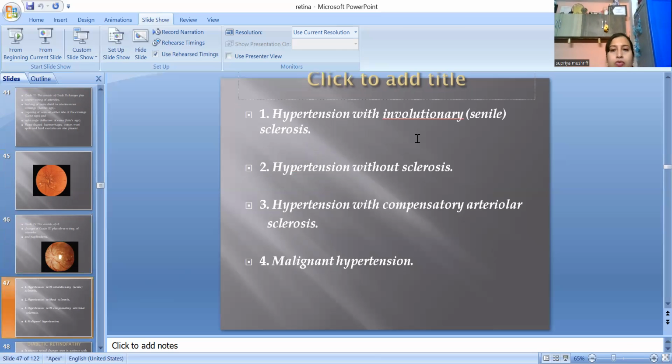Now there is another classification: hypertension with involutional sclerosis, hypertension without sclerosis, hypertension with compensatory arteriolar sclerosis, and malignant hypertension. So this is why hypertensive retinopathy is very important.